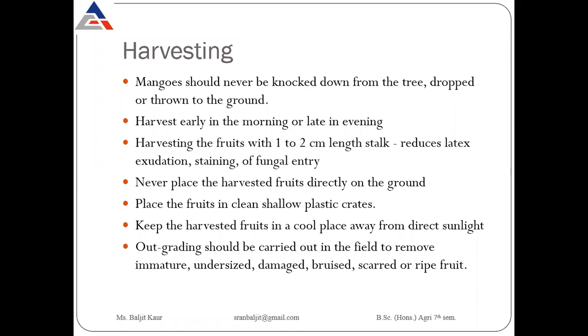Harvesting should be done in the early morning or late in the evening, because if we harvest the fruit at noon, the temperature is very high at that time, and the fruits will lose water at that time, right?